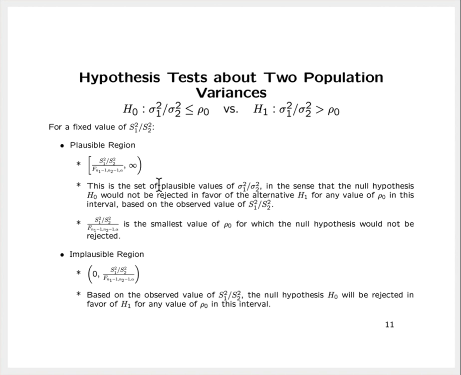The complement of that set, the complement with respect to the positive part of the real line, would be the open interval from 0 up to this point. And so based on the observed value of the ratio of the sample variances, the null hypothesis would be rejected in favor of H1 for any value of rho sub 0 in that interval.